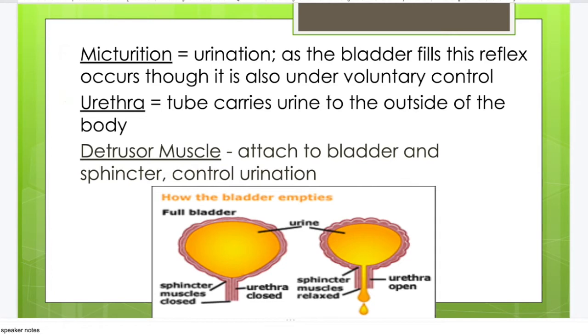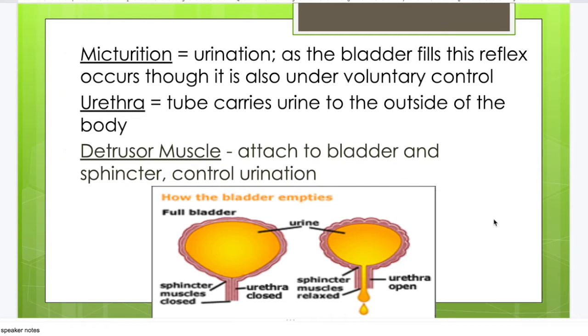As the bladder fills, there's a reflex, and that feeling of needing to urinate will occur, even though it is under voluntary control. That means you can tell you're going to need to urinate, but you are able to control those muscles until you are able to get to a bathroom. Again, the urethra would be carrying urine outside of the body during that process.